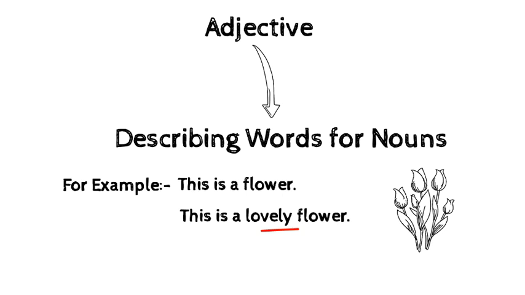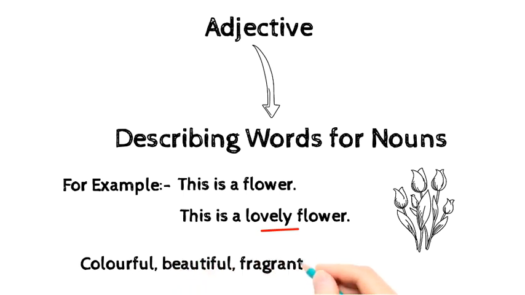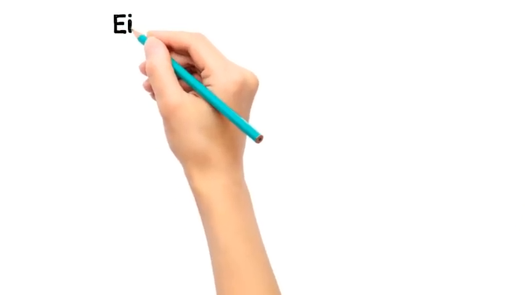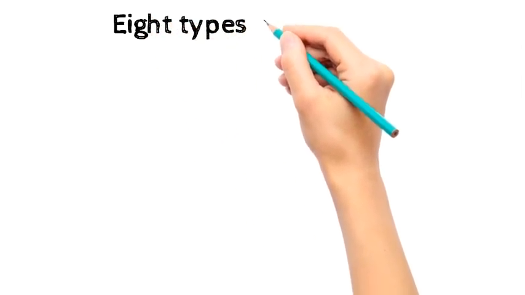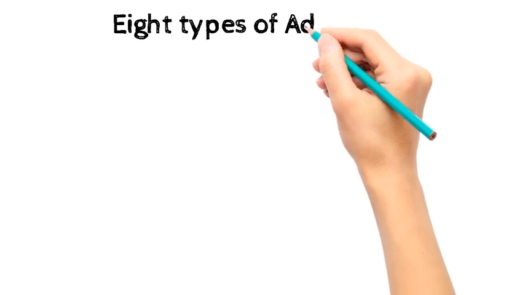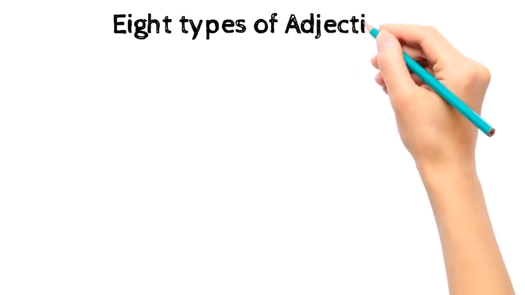There are many more words such as colorful, beautiful, fragrant, and magnificent, etc. So we can use those words to describe the appearance or the quality of a flower. Those were all about the short introduction of adjective. And now let's come to the types of adjectives. Basically, we will be discussing the 8 types of adjectives as mentioned in the book of class 7.